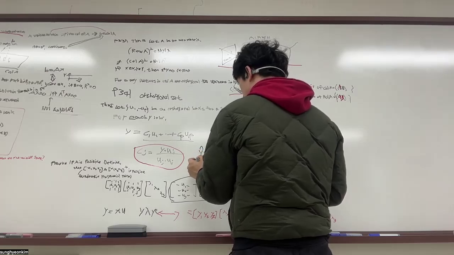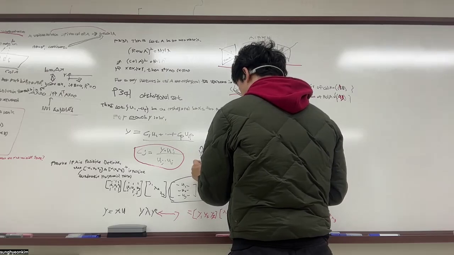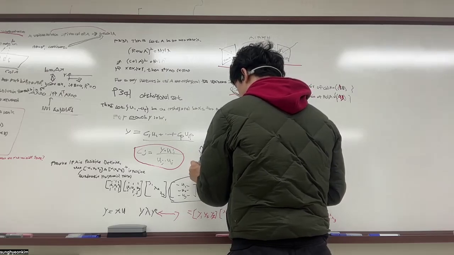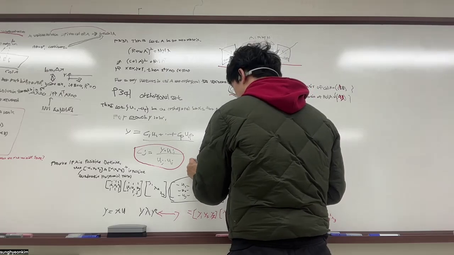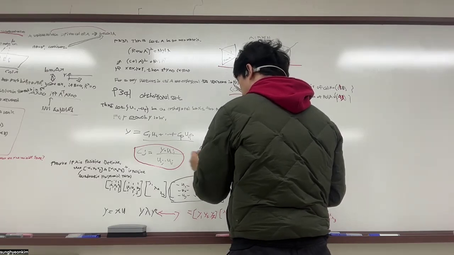Orthogonal Gram-Schmidt. We do v1 equals x1, then v2 equals x2 minus the projection of x2 onto v1, where v1 equals x1. It looks very similar.